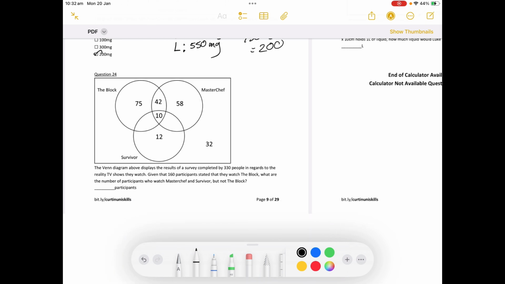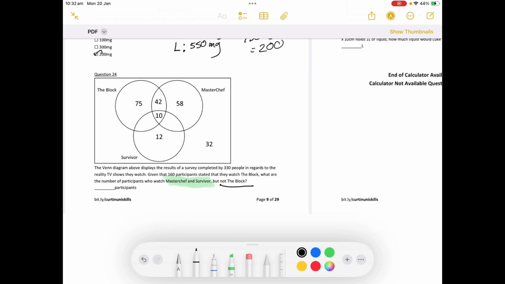Right, 24. The Venn diagram above shows the results of a survey completed by 330 people in regards to the reality TV shows they watched. Given that 160 participants stated that they watch The Block, what are the number of participants who watch MasterChef and Survivor, but not The Block? Alright, so they're watching MasterChef and Survivor, but not The Block, okay?